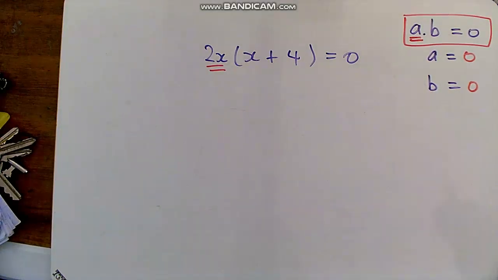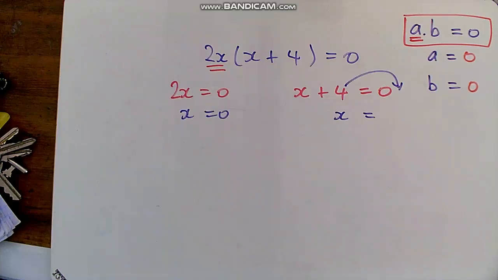Notice that the a is equal to 2x. And how much did we say the a was? The a was 0. So that means 2x equals 0. So how much then is this x? This x must be 0. 2 times 0 is 0. And x plus 4 is equal to 0. We're going to move the plus 4 over to the right hand side. X is equal to minus 4.